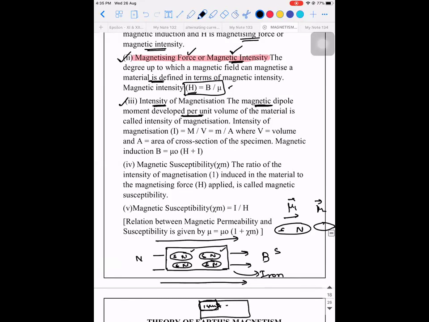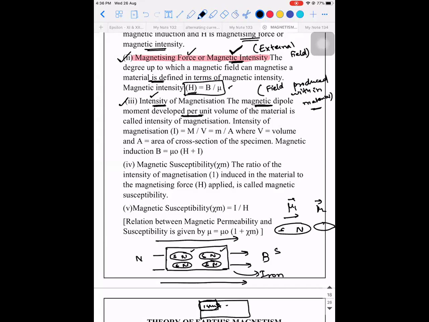So tell me only one thing, guys. Is there anyone having a confusion between magnetic intensity and intensity of magnetization? Magnetic intensity is defined for the external field, whereas intensity of magnetization is defined for the field produced within the magnetic material.